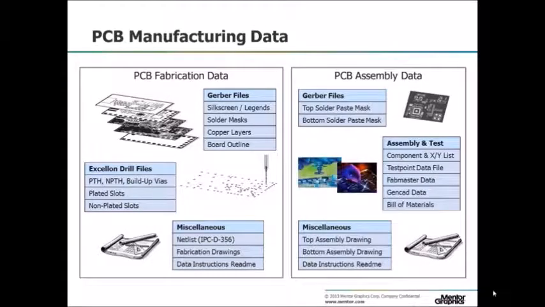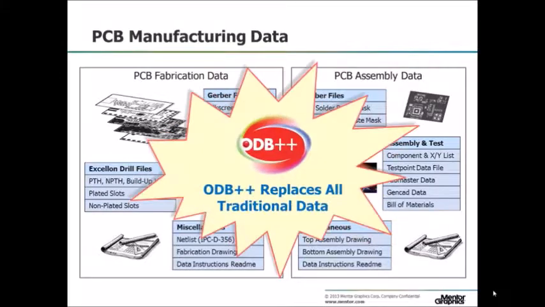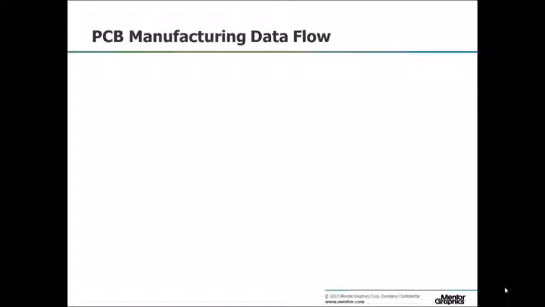The traditional data that we send for assembly include the Gerber files of the solder paste mask layers. Also included are XY component position listings, test point data files. Sometimes we include FabMaster or GenCAD data files, and also a bill of materials. Some of the miscellaneous files that we include are the assembly drawings for the top and the bottom assemblies, and also data instruction README files. All of these data files can be replaced by using ODB++ as an integrated data format.